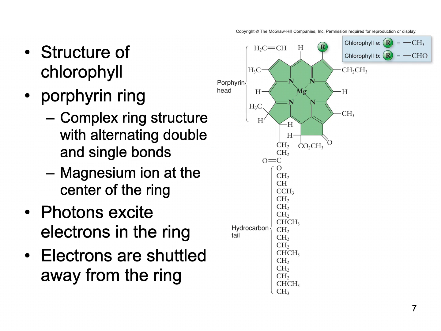All of this depends on the pigment chlorophyll. Chlorophyll contains a porphyrin ring with magnesium held by a complex of nitrogens. There are different types of chlorophyll. They differ in this spot up here called the R spot. Photons excite electrons in this ring. There's alternate single and double bonds there, and then they can be shuttled away from the rings.